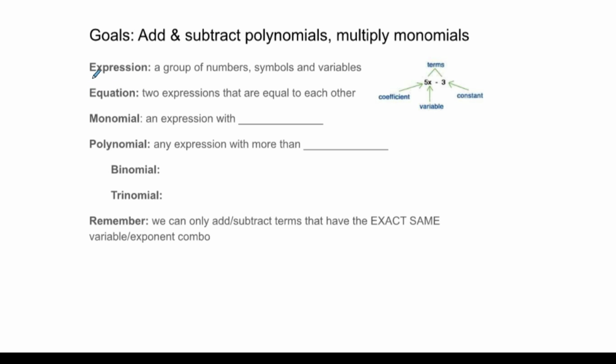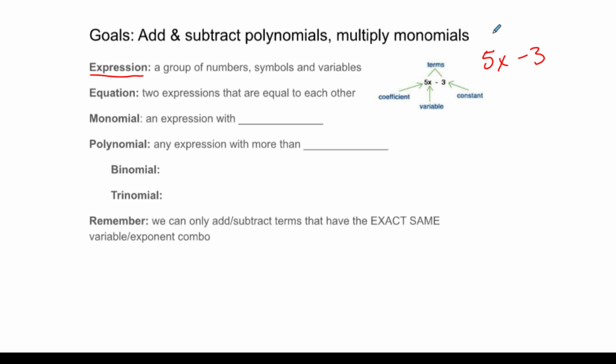Okay, so when I say expression in math, I'm talking about some group of numbers, symbols, and variables that represent something that we're doing. So in this one, I'll write it a little bigger so you can see it: 5x minus 3. This whole thing is an expression, right? We call the individual pieces terms. We call the x the variable. This 3 over here is a constant, and anything that we're multiplying by the variable we call a coefficient. Individually these are terms. As a whole, this is an expression.